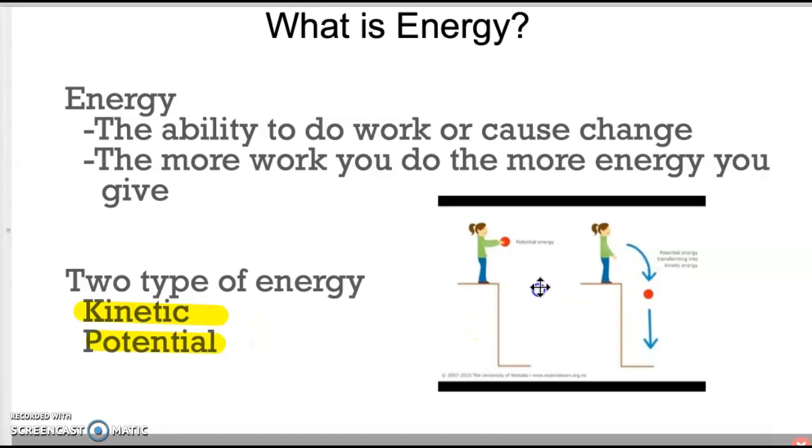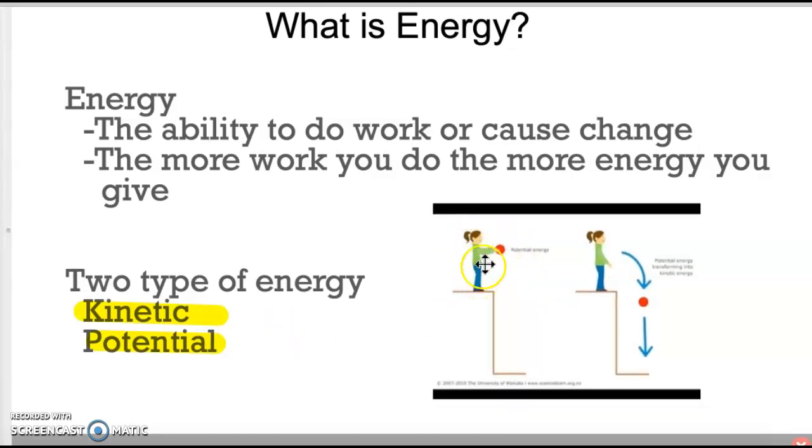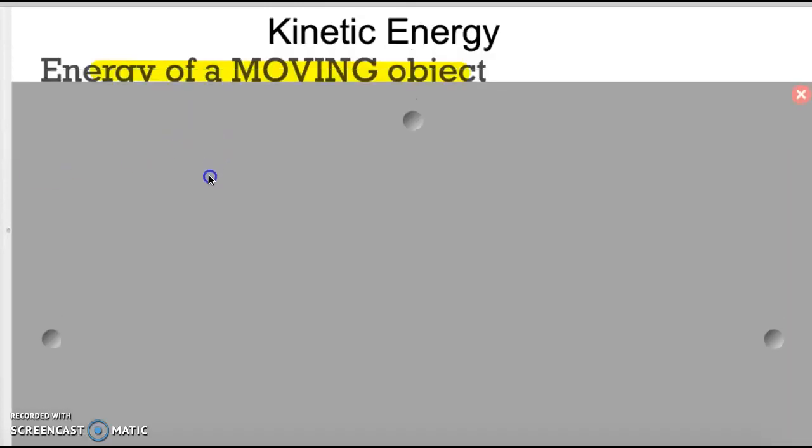If you look at this picture of this person holding a red ball, if you hold it up in the air above the ground, you can see she's off the ground. It has potential energy. It has the potential to do work. Then if she dropped the ball and the ball is falling, that ball has what we call kinetic energy. So let's talk about kinetic energy first.